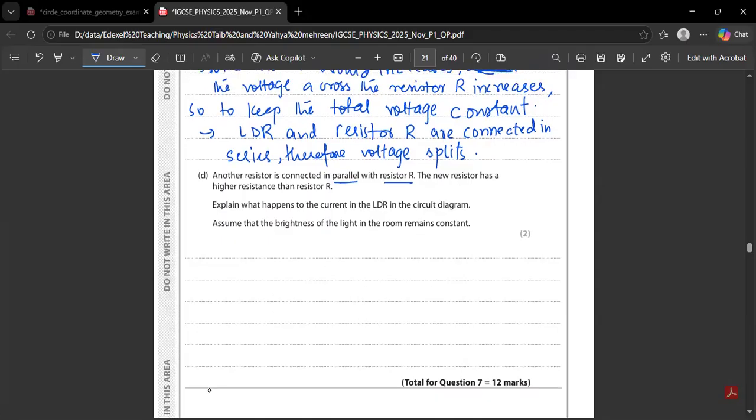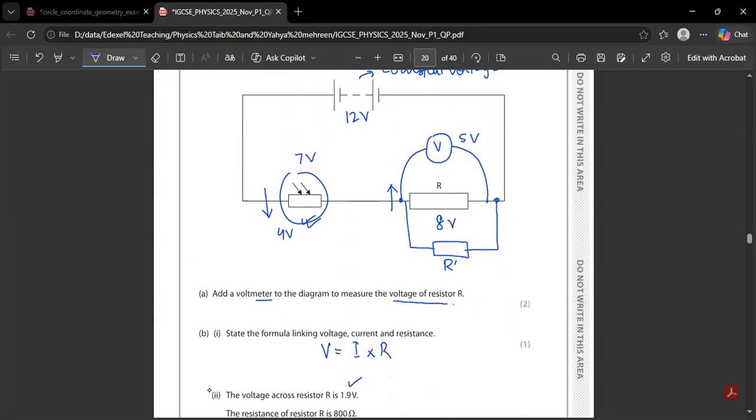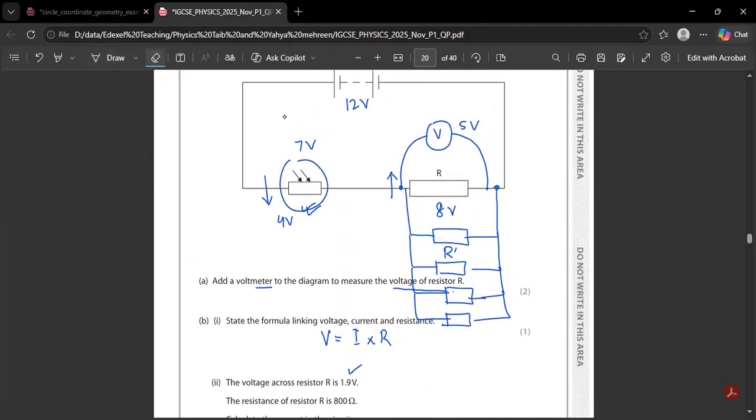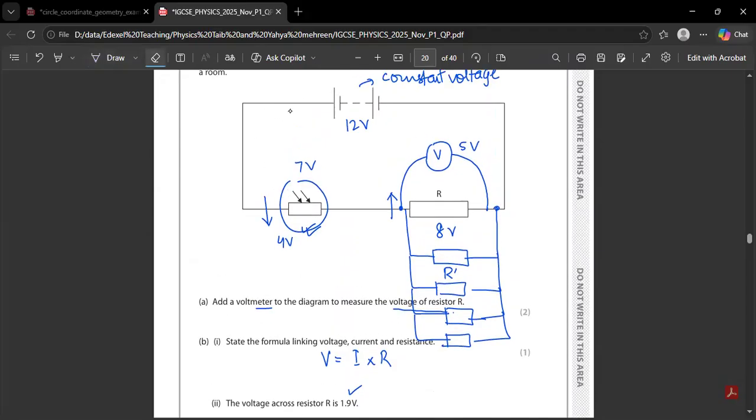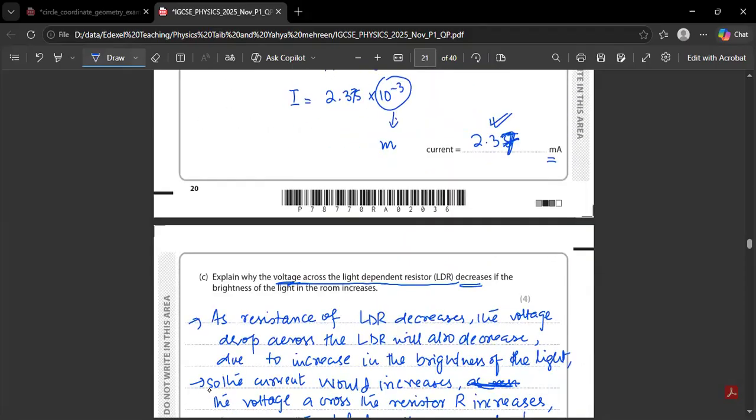So if you add a number of resistors in parallel, you remember what happens to the effective resistance. If I keep adding resistors in parallel, what happens to the effective resistance? It decreases since there are more paths for the current to flow. Yeah, it decreases, right?